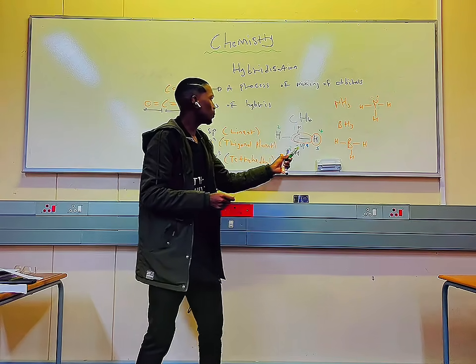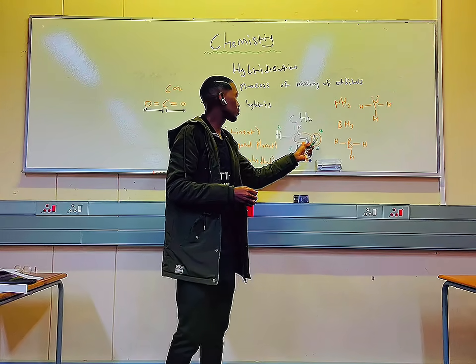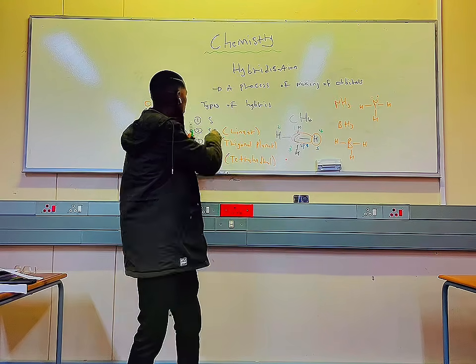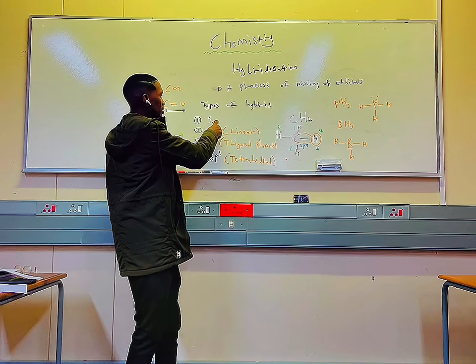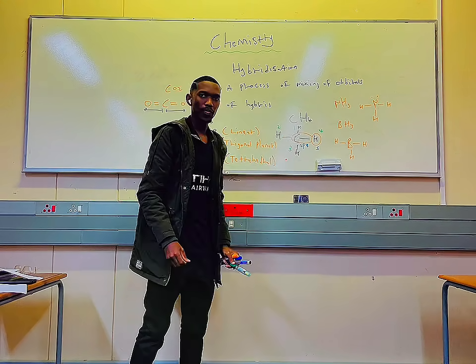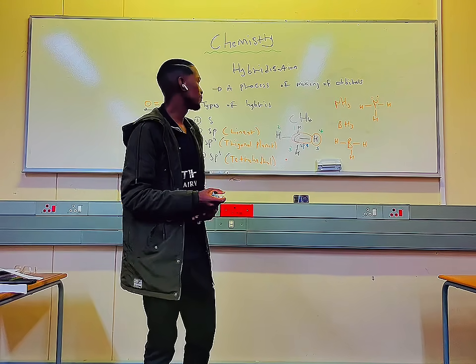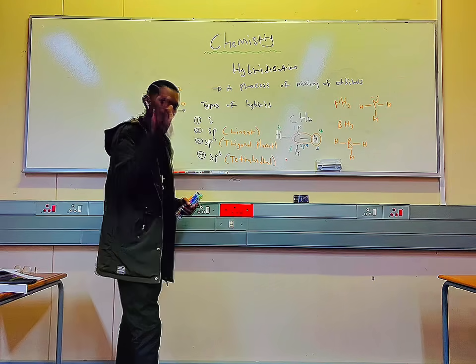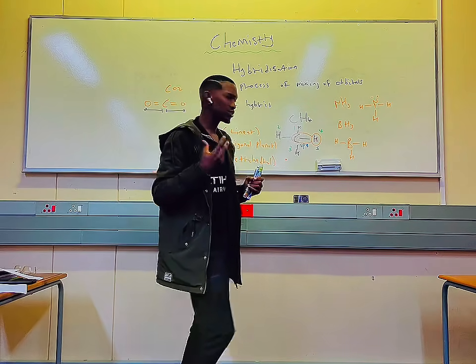Now, what about the hybrid of hydrogen? Since it's 1 bond, it forms 1 sigma bond. It's going to be s. So s, s, s, s. That is how we identify these. Let me show you something else, which is more interesting.